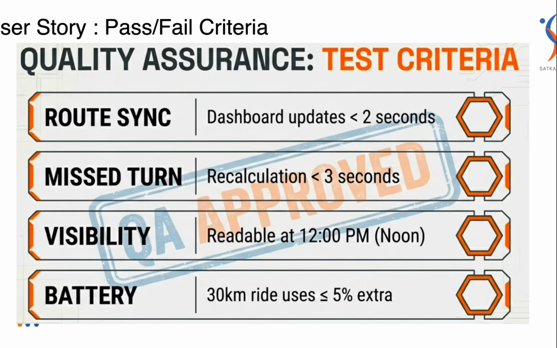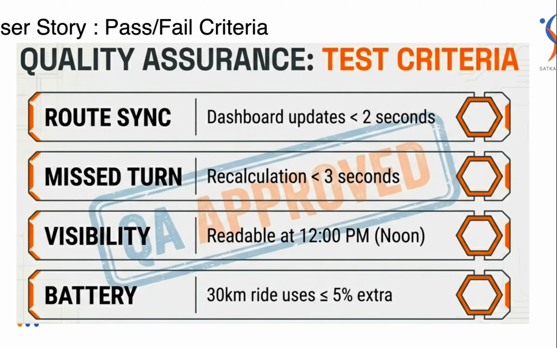So these requirements are useless if they aren't testable. That's number one. We have a hard set threshold. The route sync is less than 2 seconds, the recalculation is less than 3 seconds, and this becomes a checklist for the QA team to say that everything works fine, it's approved, right?